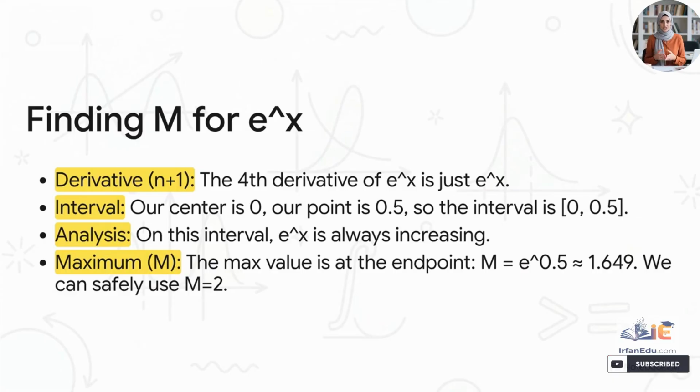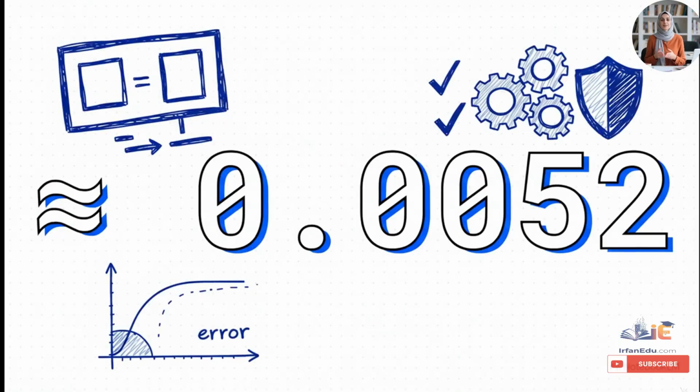Now, what does the function e to the x do on that tiny interval? Well, it's just always increasing, right? That means its maximum value has to be at the right endpoint. So m is e to the 0.5 power. That's about 1.649. And you know what? To make our lives easier and to be extra safe, we can just round that up to a nice, clean m equals 2.